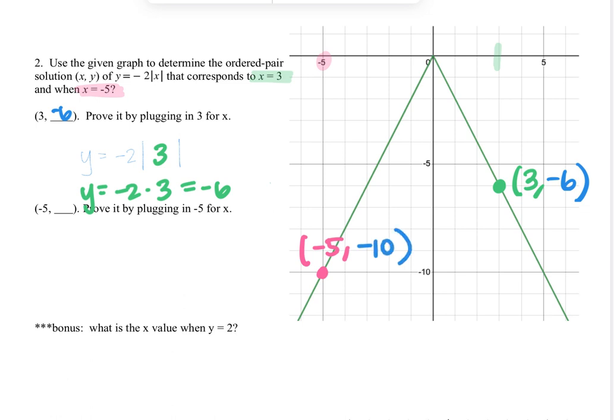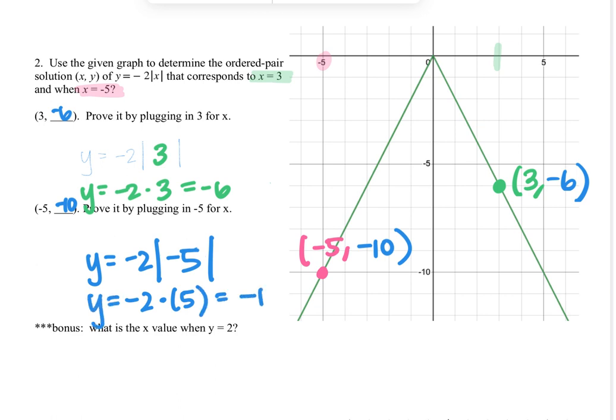So let's prove that that's the answer. We know that we should get -10. So we're going to put -10 here, and we're going to plug it in. We're going to say y equals -2 times the absolute value of -5. And the absolute value of -5 is going to come out to be a regular 5. So y is equal to -2 times 5, which is -10.